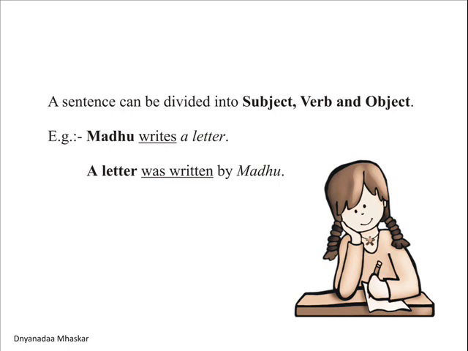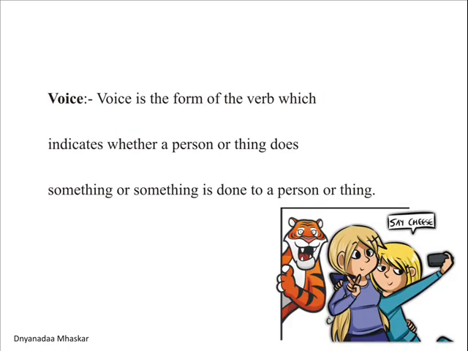So in the first sentence, Madhu is the subject, whereas in the second sentence, the letter has become the subject. Even if we change the word order, we observe that the sentence still has three parts: subject, verb, and object. This is very, very important. Let us understand what this voice is. Well, what is this voice?